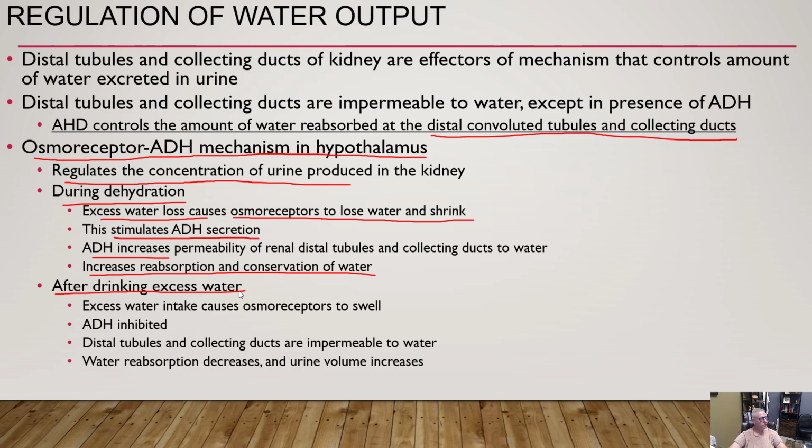Now after drinking excess water, those osmoreceptors are going to swell. We're going to inhibit our ADH, causing water to stay in the distal convoluted tubule and stay in the collecting duct. We're not going to reabsorb water. We're going to keep it in the distal convoluted tubule and in the collecting duct, and it's going to leave the body as urine.